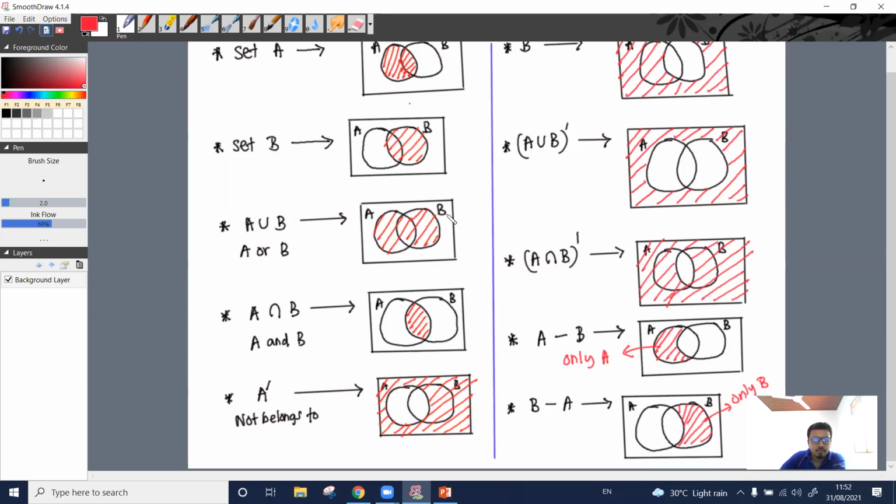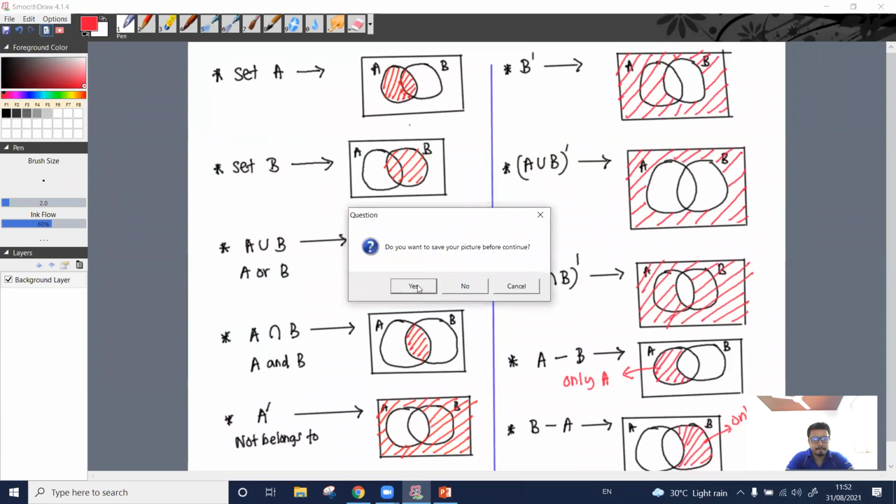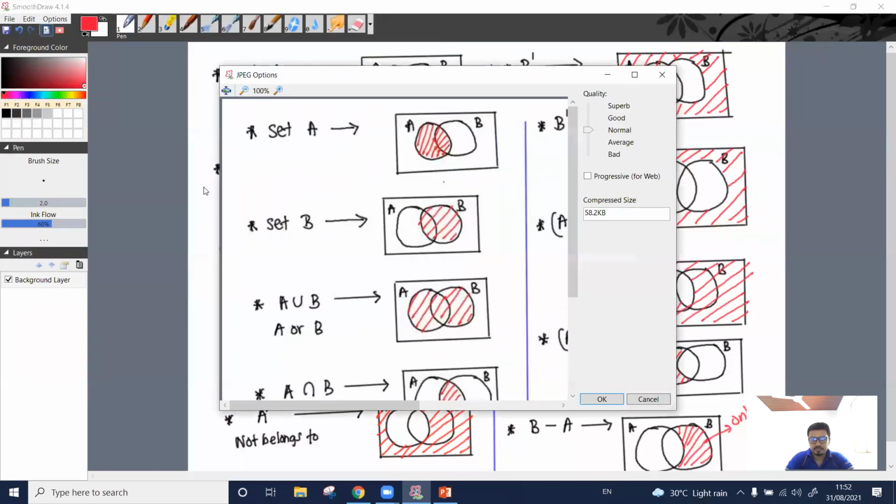Area belongs to A or B. Area belongs to A and B. Area belongs to only A, only B, right? Okay. This is how we can visualize when there are two sets, right? Visualize the areas. I will upload all these to your Google Classroom.